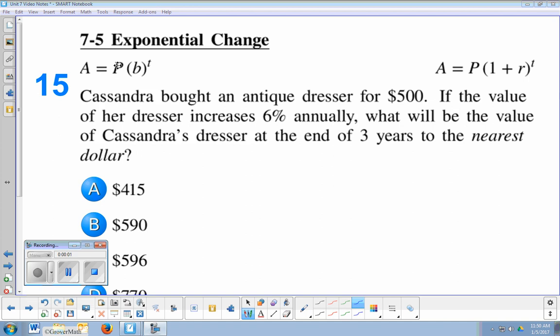Algebra 2, Unit 7, Section 5, Exponential Change. A lot of this is going to be stuff that you talked a little bit about in Algebra 1, which goes for a lot of things in this course. We give you a taste of it in Algebra 1 and then expand it in Algebra 2. And that's the exponential growth and decay formulas.